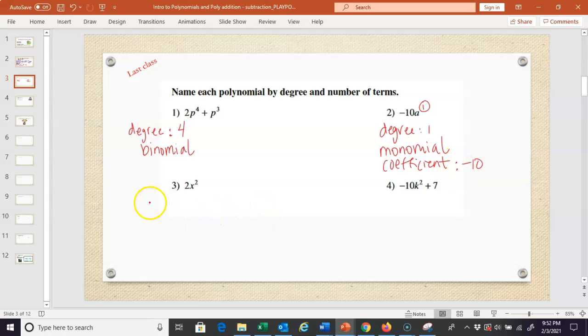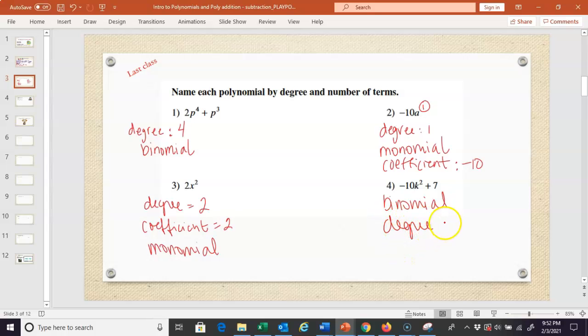All right, number 3, the degree is 2. Oh, this is funny. And the coefficient is also 2. And this is also a monomial, just one term. Last one here, we have a 2-term polynomial. That's a binomial. You guys can think of bicycle with 2 wheels. And the degree is 2, right? These were kind of easy on the degree front because we didn't have any additional variables to add together, right? They all just had one variable in each.